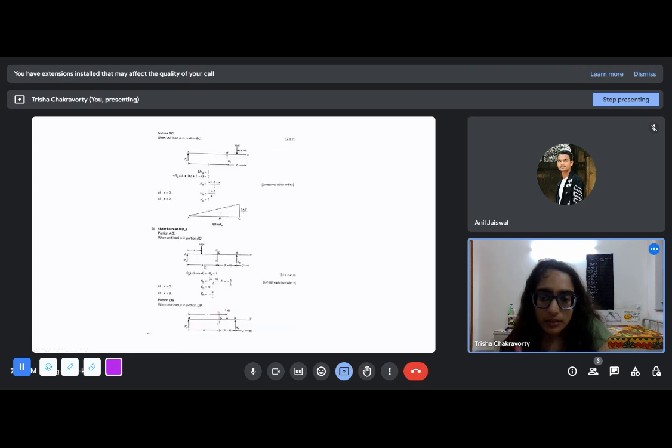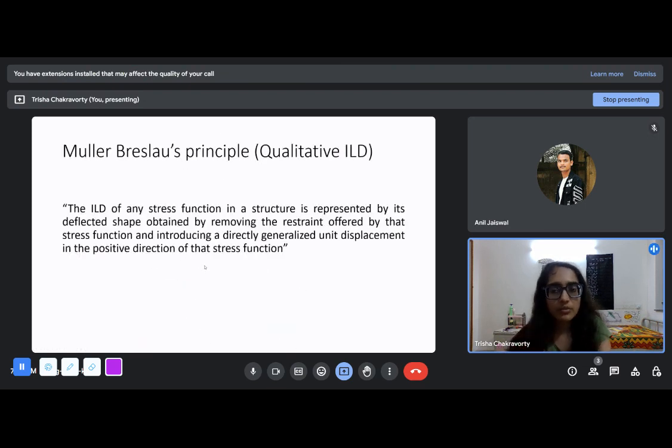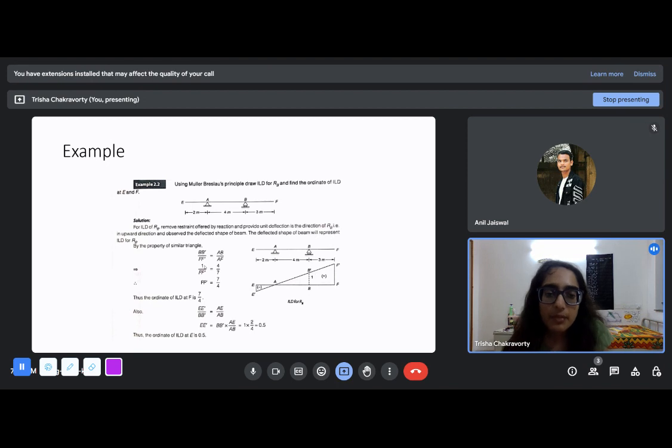So this is what the Muller-Breslau principle basically says. This is an example that will help. Using the Muller-Breslau principle, draw the ILD for reaction B and find the ordinate of the ILD at E and F. You have to find this ordinate of the ILD in a separate way.